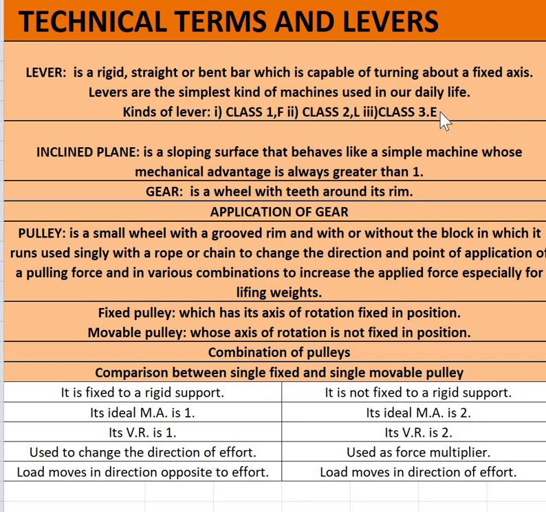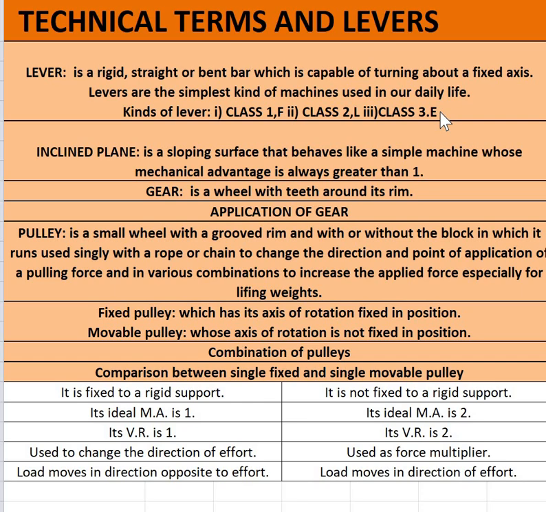Next, a few examples with respect to class 2 levers: a nut cracker, a bottle opener, a wheelbarrow, a lemon crusher, a pepper cutter, a mango cutter, a bar used to lift a load, a door, raising the weight of the human body, etc.